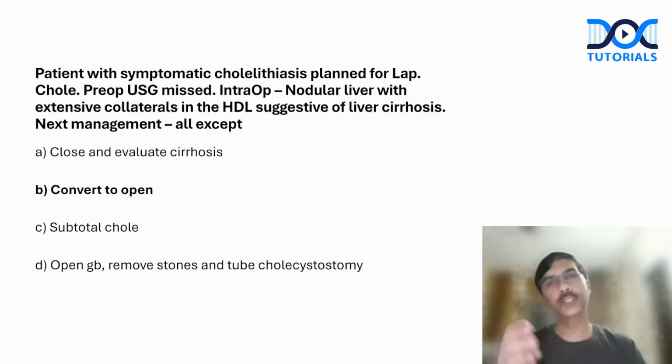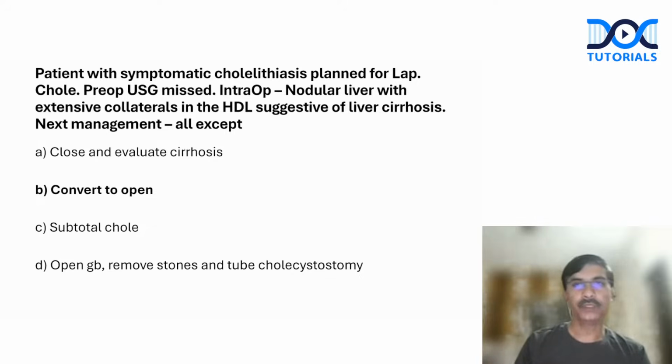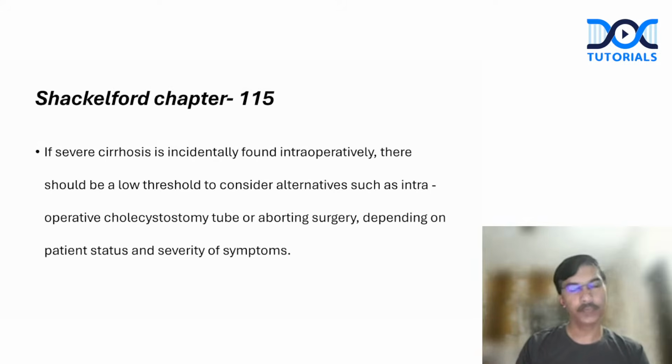Just leave the posterior wall of the gallbladder there. Don't go till the cystic duct CBD junction, or don't go till the critical view of safety. Open, remove the stones, shorten the length of the anterior wall of the gallbladder as much as possible, and you can do a fenestrated type of cholecystectomy or subtotal cholecystectomy. Okay.